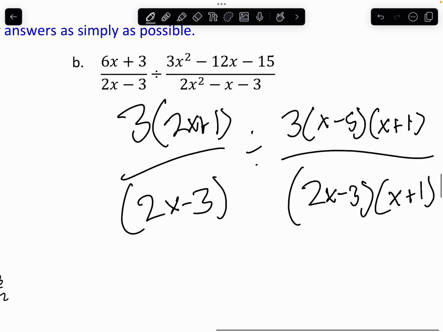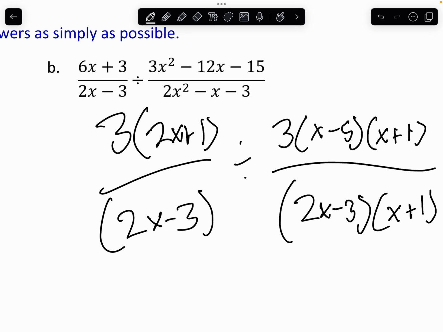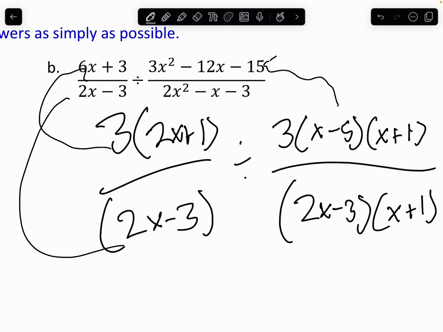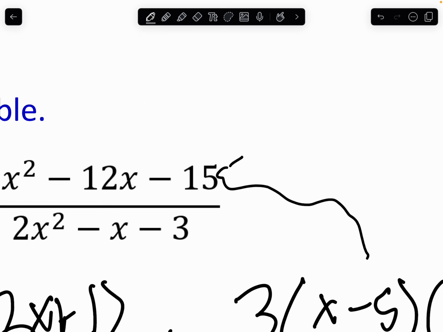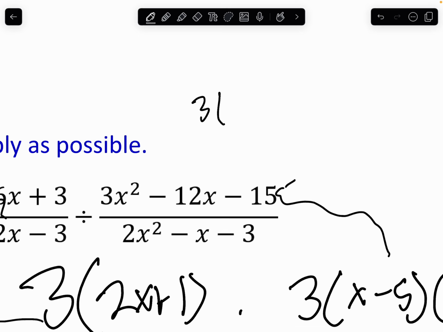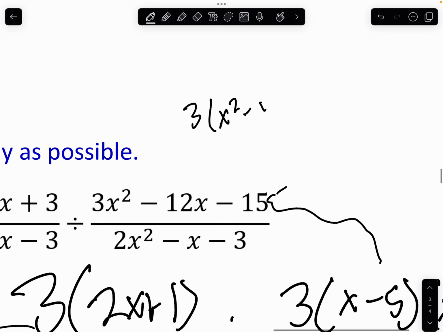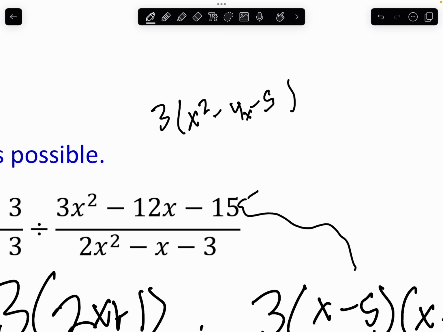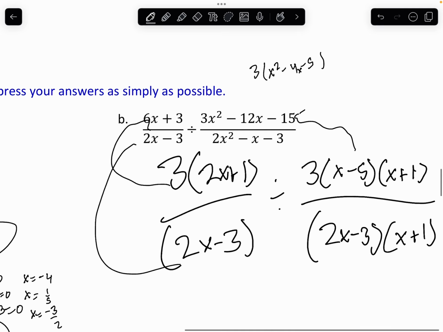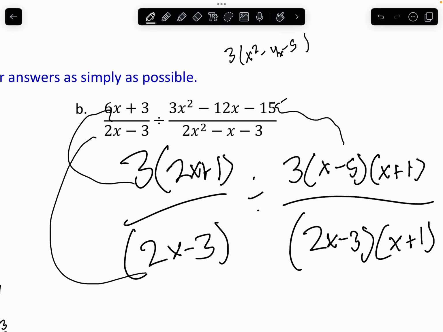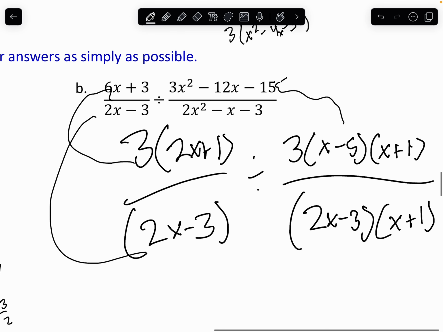The next one, I simplified this one out too. So 6x plus 3 is over here, 2x minus 3 is here, 3x blah blah blah is there. I factored a 3 out first. So if you do that, you get 3 times x squared minus 4 minus 5. And then you just factor that, and I got x minus 5 times x plus 1. And then the bottom right there.